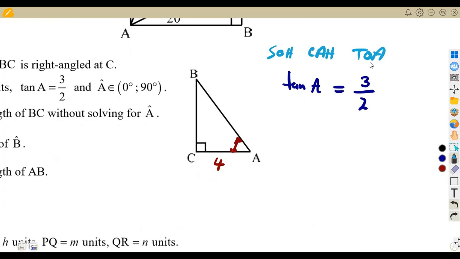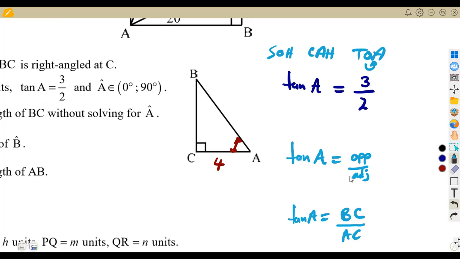Remember, our ratio from the soccer tour concept: we are supposed to have tan as opposite over adjacent. The tan of A, which is theta, the angle here, is opposite over adjacent. According to A, this is the opposite, and this is the adjacent. So the tan of the angle A is BC over AC. That is according to the formula, but that does not even matter. If we substitute, we're supposed to have opposite, which is BC, and this represents AC.